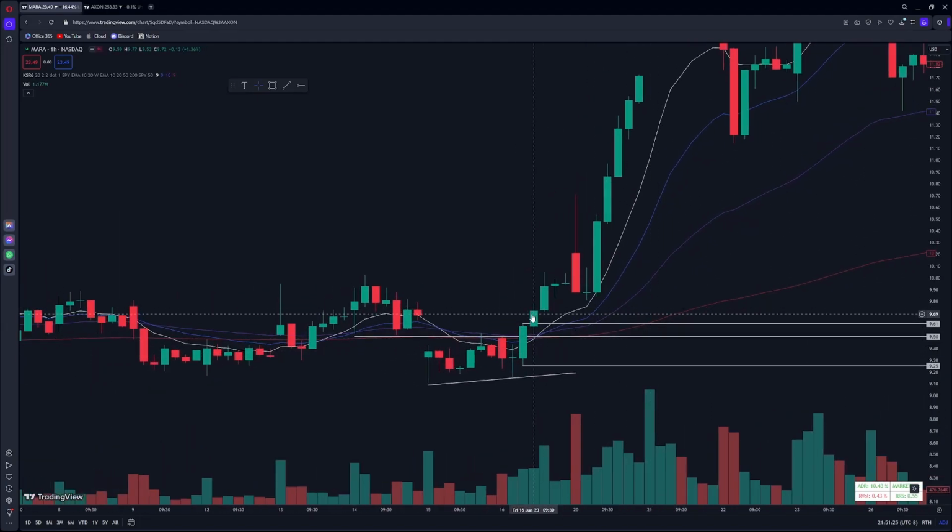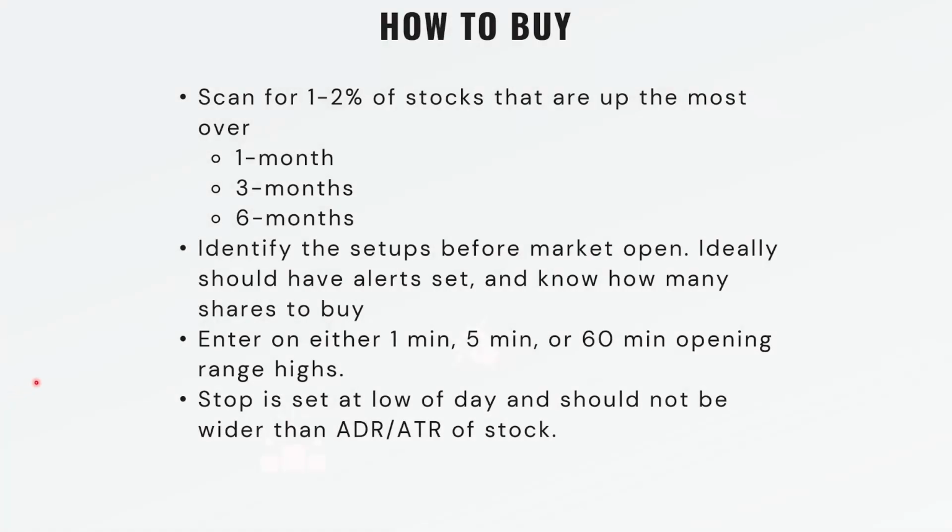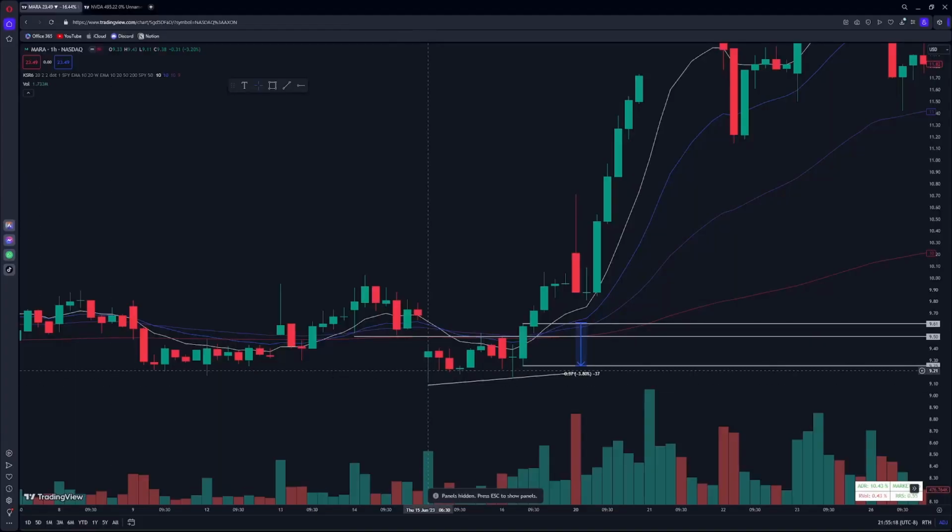But so we're waiting for a breakout of the first 1 hour candle. So we get that right here. So ideally we'd want to buy right here. And then for our stop, we see the stop is set at the low of day and should not be wider than the ADR of the stock. So if we bought right here, our stop is around the low of day, which, if you calculate it, is 3.8% down.